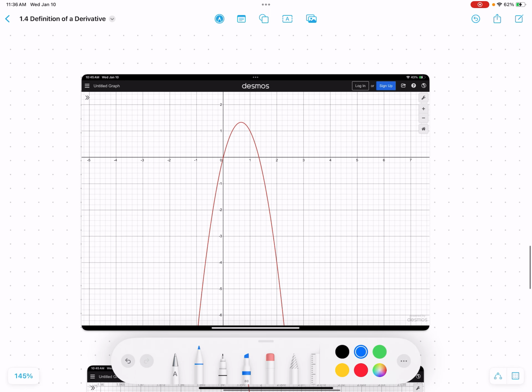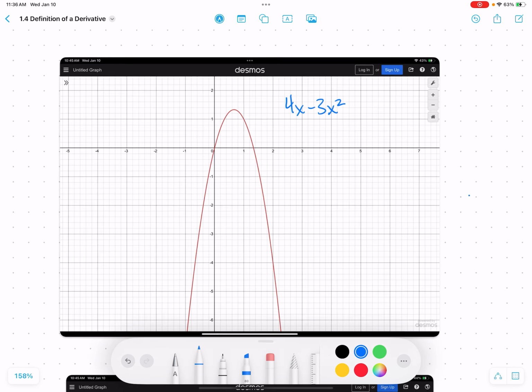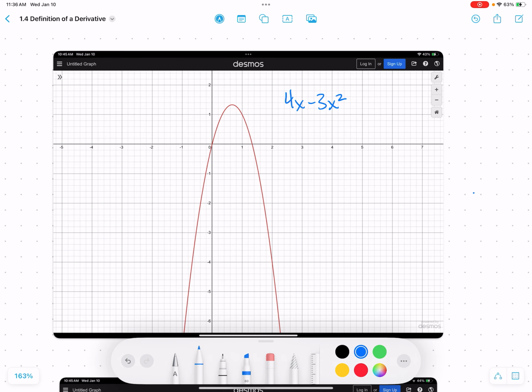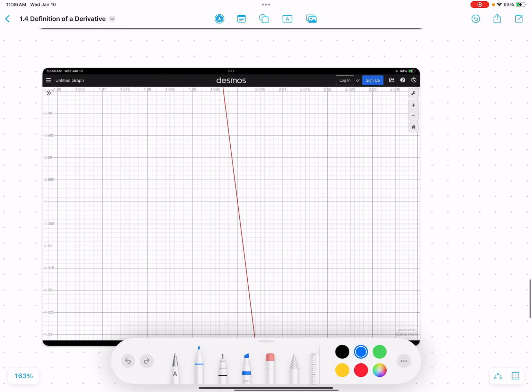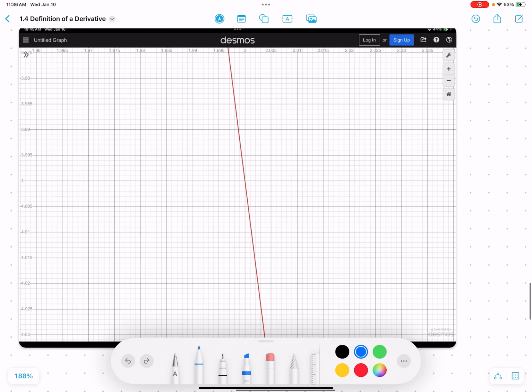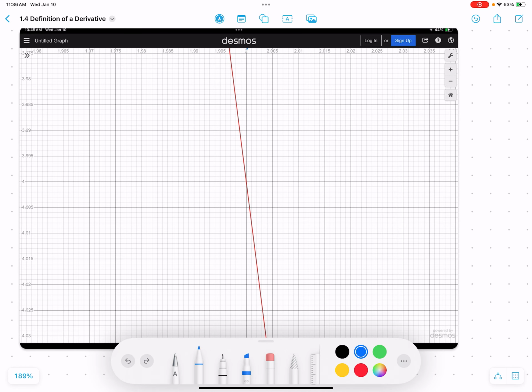So this is my graph of 4x minus 3x squared. That's what my graph looks like. And remember, we were finding the derivative, or the instantaneous rate of change, at x equals 2, and the corresponding y value is negative 4. Well, look what happens when I zoom in at this point, x equals 2, y equals negative 4.